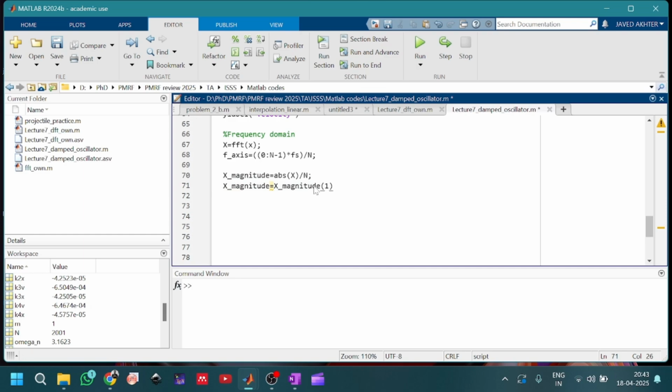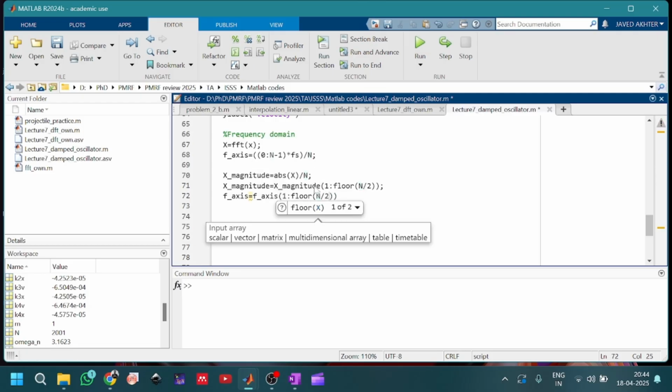So you will start from 1 and you will go up to, you have to write the floor function, because if n is odd, then n by 2 will not give you an integer number. So you have to put the floor function, so n by 2, and after that you have to again define the frequency axis, which is, I mean, you have to go up to n by 2. So let me write down here, start from 1 and go up to floor n by 2.